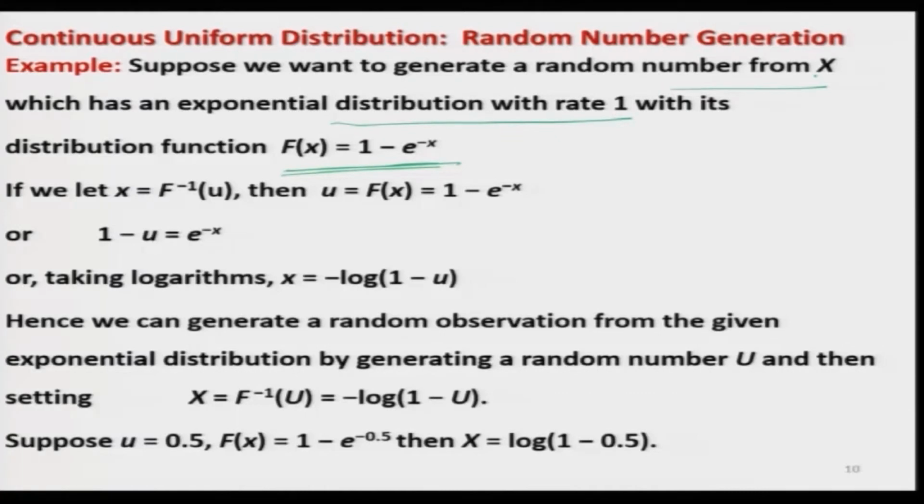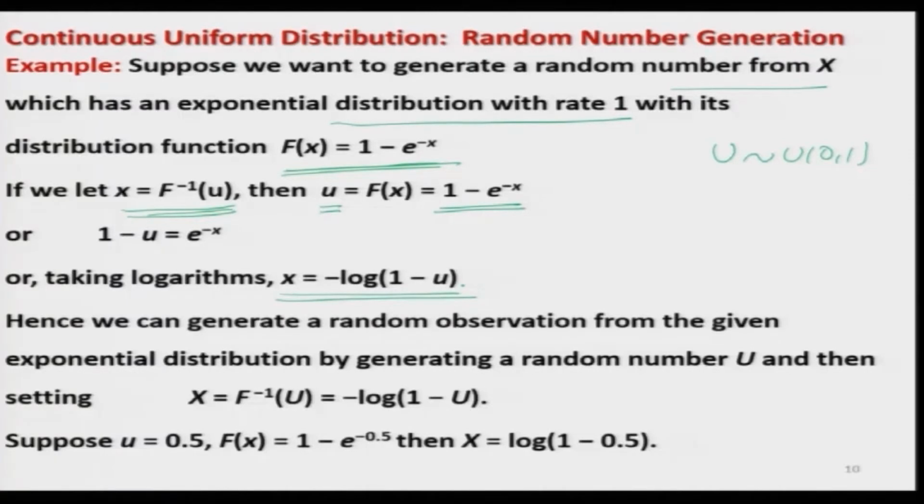We try to generate a uniform random number. A uniform random number means it lies between 0 and 1, so it can be any value between 0 and 1. Now, suppose x is equal to f inverse of u. This means u becomes equal to 1 minus exponential of minus x, right. And from here I can obtain x as minus log of 1 minus u.